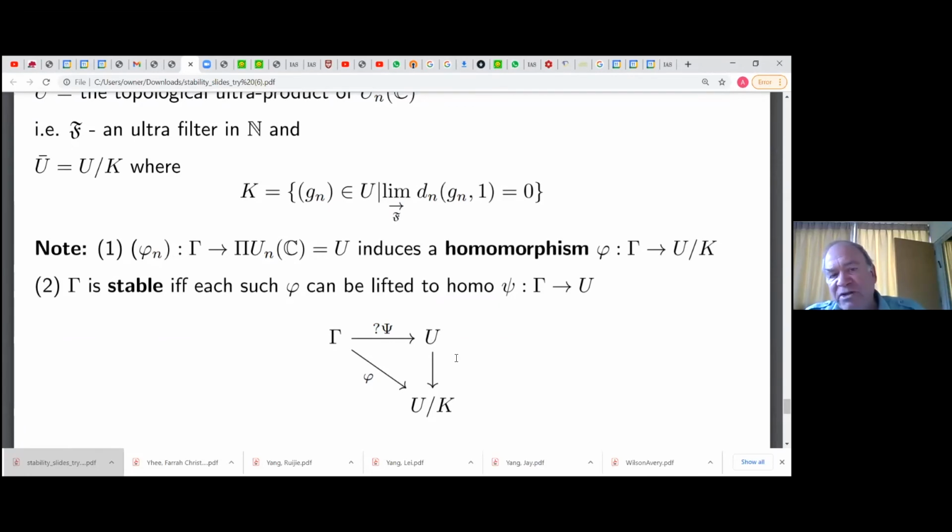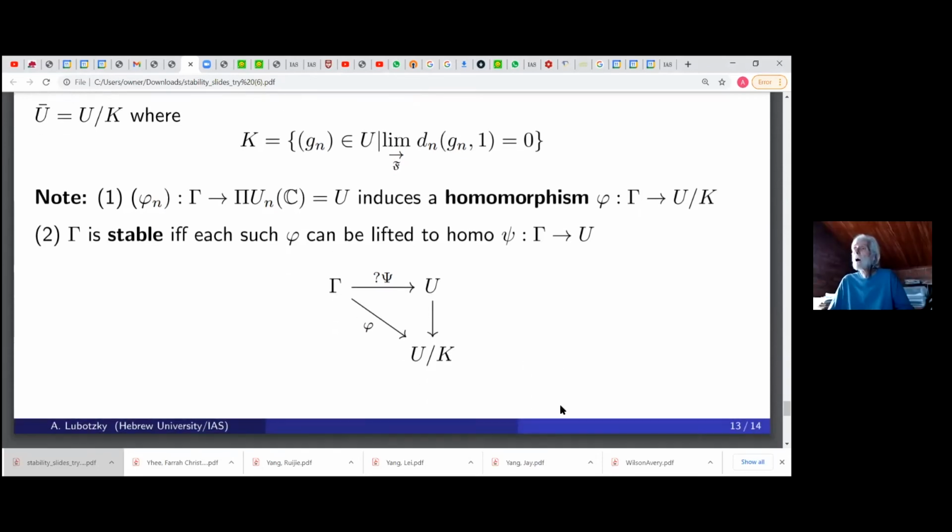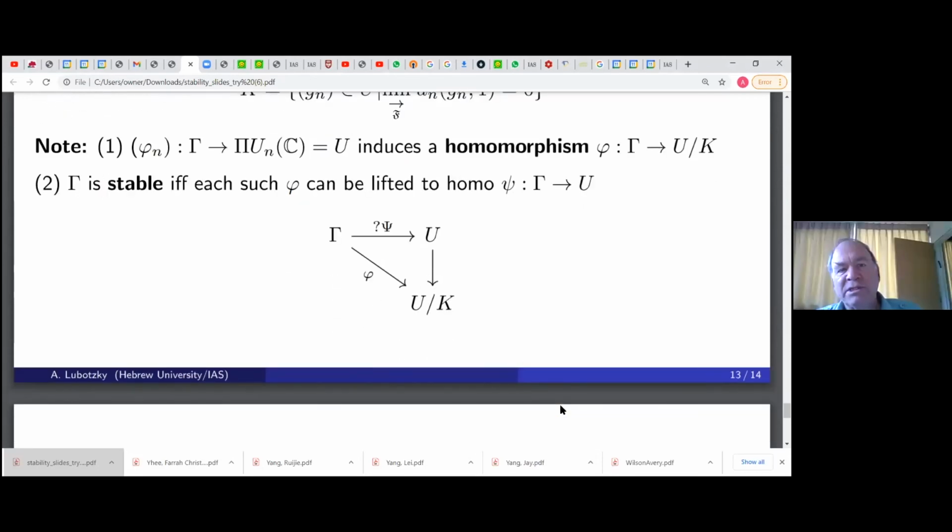Now, this is a very difficult lifting problem because K is an arbitrary group. Not only is its topology strange, but even as a group, it's a very non-commutative group, very difficult to understand. For example, it's a subgroup of the direct product, but it contains the direct sum. So it's not easy to understand what K is.